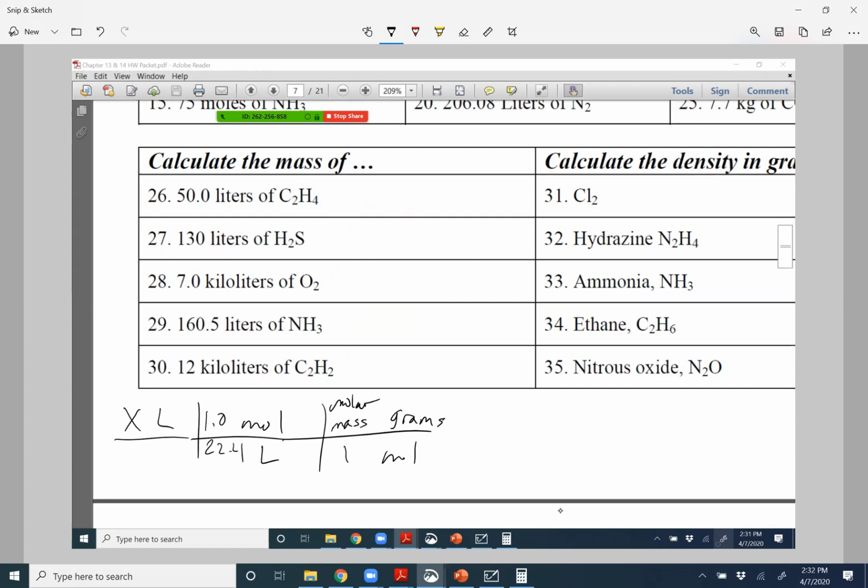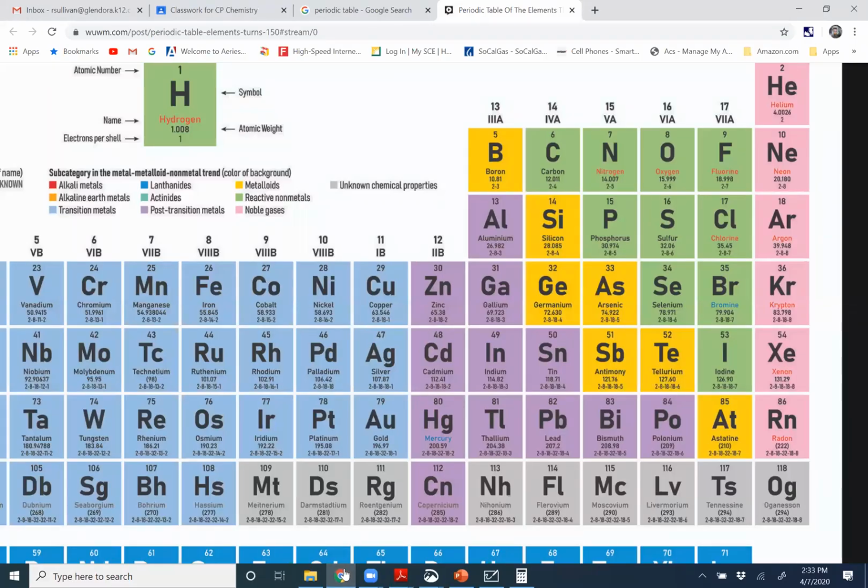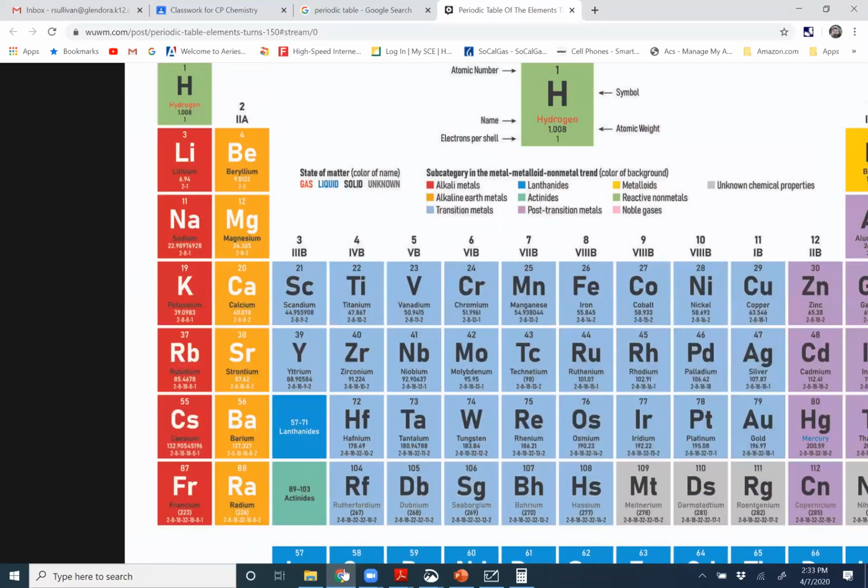So now we just plug in our numbers. For our first problem here, we have 50 liters of C2H4. It always helps to write out everything, because this part asks us for molar mass, so we need to know what it is. 22.4 liters for every 1 mole, and for every 1 mole, we need the mass of the C2H4. Looking at our periodic table, carbon is 12 and hydrogen is 1.